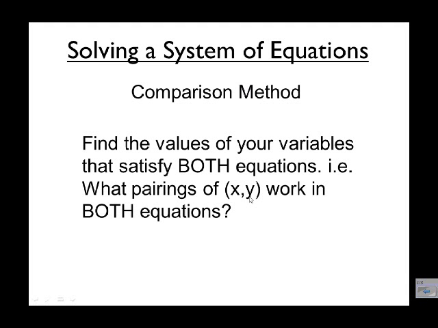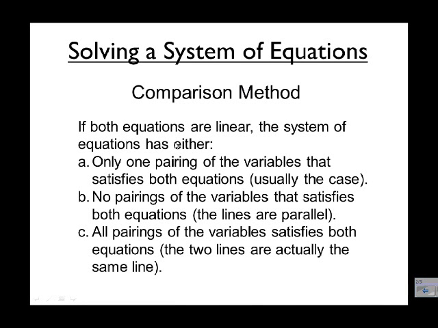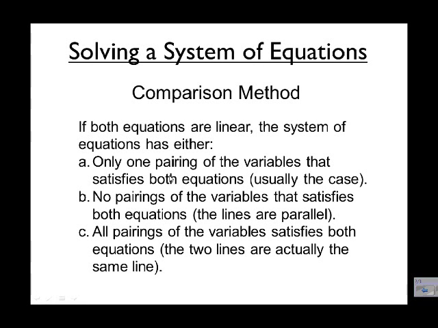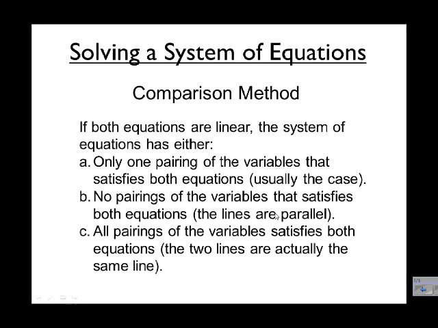Again, it's important that we keep the same pairing of our variables. Now, if both equations are linear, the system of equations has one of three possibilities. This basically happens if I have two straight lines. Either there's only one pairing of the variables that works with both equations. This is usually the case. That means I have two straight lines that are crossing only once. It's also possible that there's no pairings of the variables that satisfy both equations, which just means that the lines are parallel and would never cross.